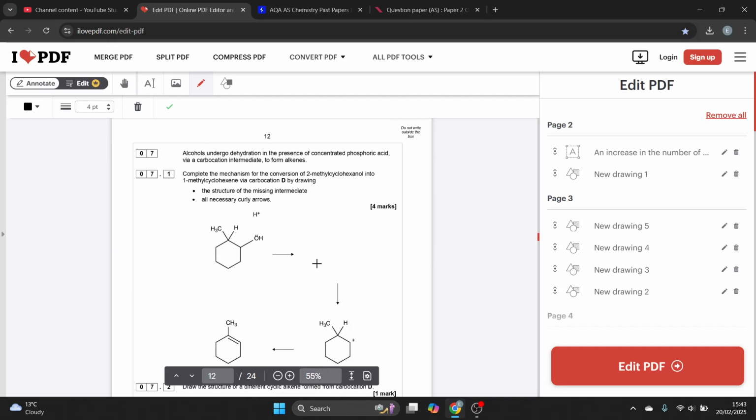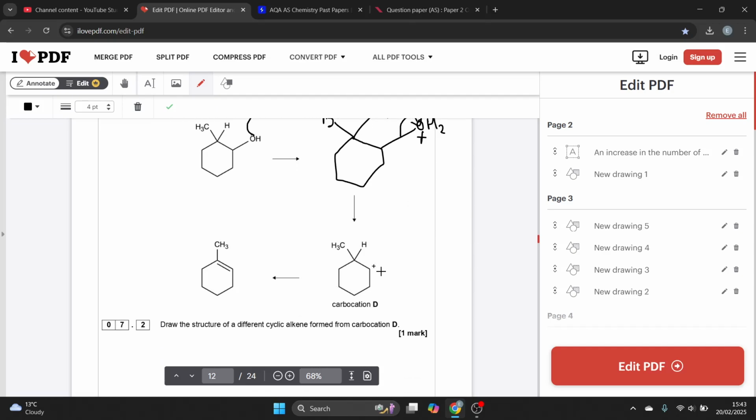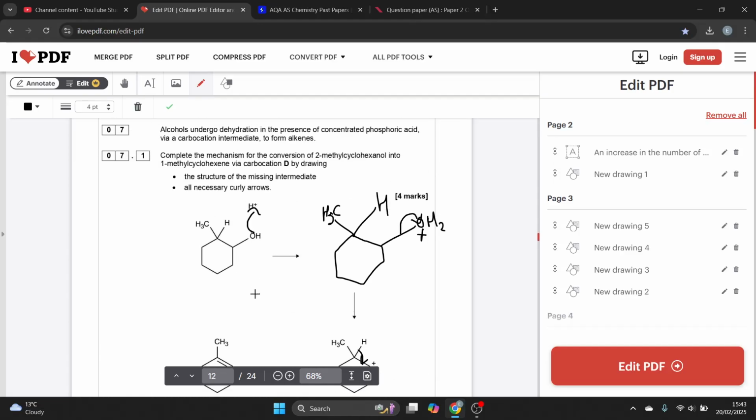Complete the mechanism for the conversion of this into cyclohexene. So, dehydration reactions, what happens? It bonds to the H+ here. Then you've got this. You still got this H3C. Still got this H. But here you've got OH2 with a positive charge. And from the middle of this to here. And then what happens is you've got your carbocation, and it wants to form a double bond. So the double bond forms there. Just again, how well you know your mechanisms.